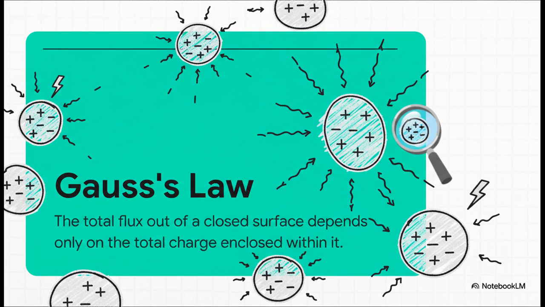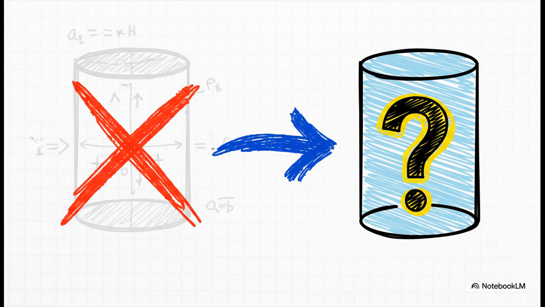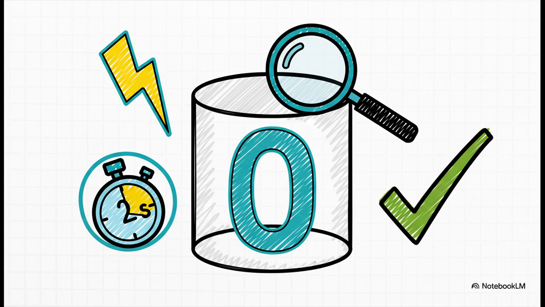So here it is, the crucial point. Gauss's law says the total flux coming out of any closed shape doesn't depend on the shape's size or its area or any of those complicated angles. Nope, it depends on only one thing: how much electric charge is trapped inside that closed shape. That's it. So let's go back to our cylinder problem, but this time let's use our new secret weapon. Gauss's law takes that complicated, multi-step calculation and turns it into one simple, direct question. And this just brilliantly shows the power of this law. Is there any charge inside the cylinder?